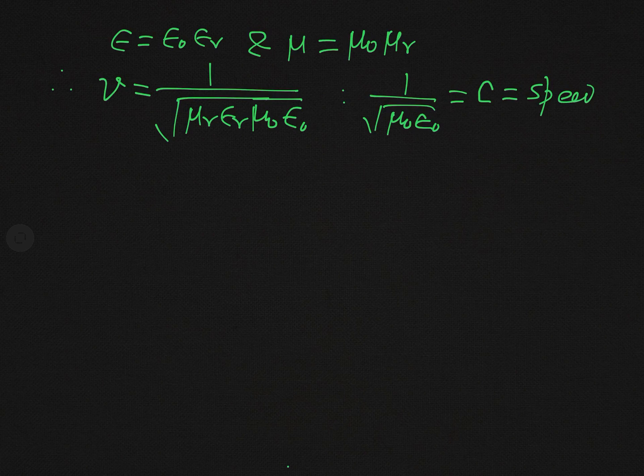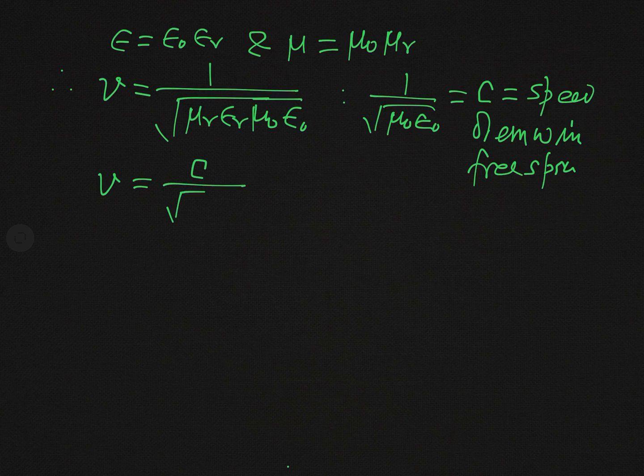This is a speed of EMW in free space. So this result, after the use of this equation C equal to 1 over root over epsilon naught into mu naught, this V can be written as C over root over mu r into epsilon r, mu r into epsilon r.